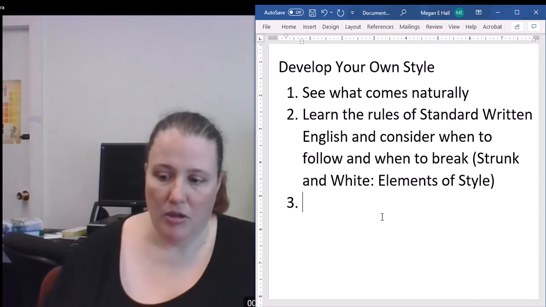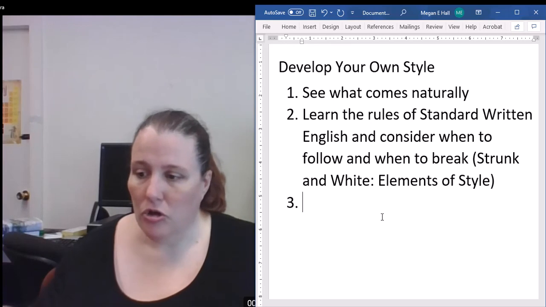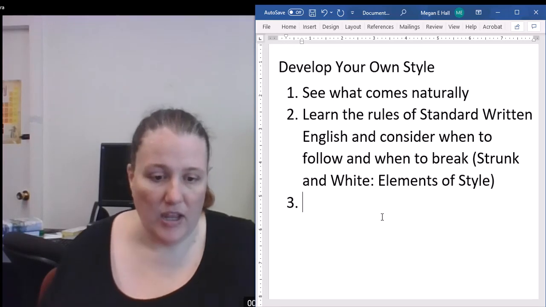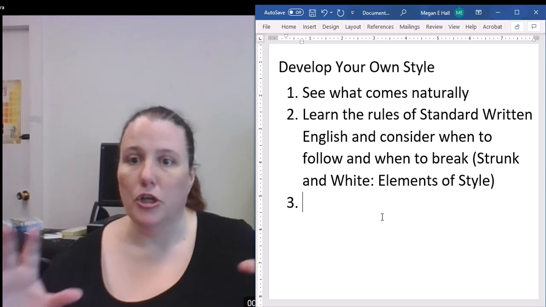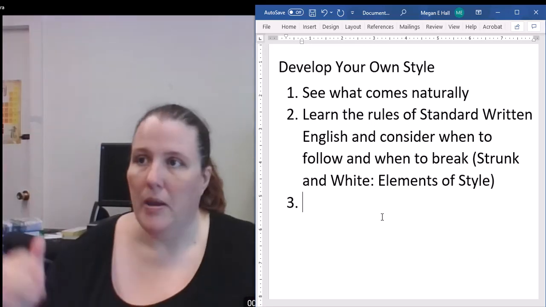So yeah, but if you know the rules of standard English, then you can decide when to break them. If you think about Picasso, he learned classical painting before moving into his blue period, his rose period, before becoming known for Cubism, where he broke all the rules of painting.